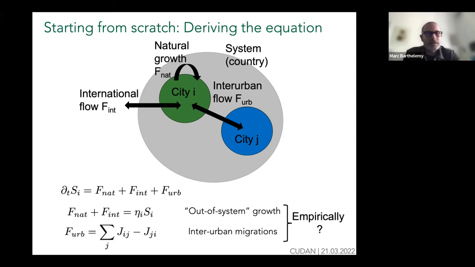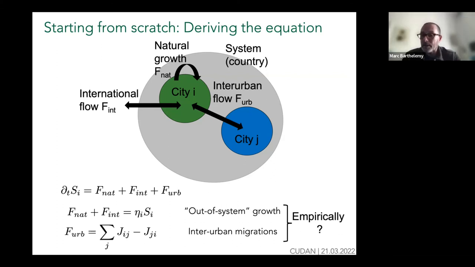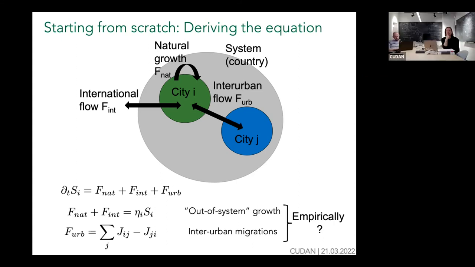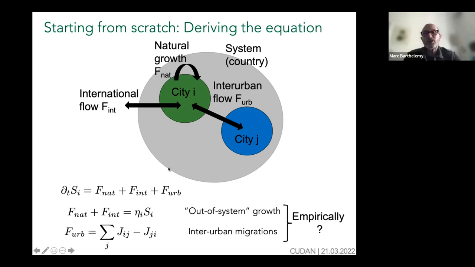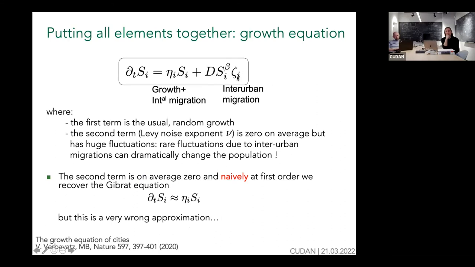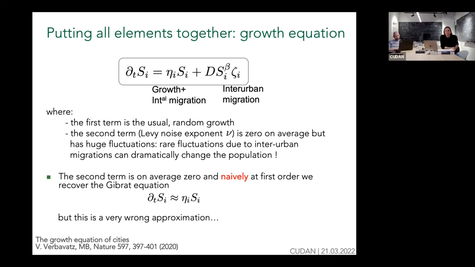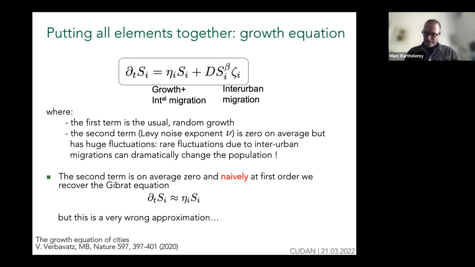You tell me if I understood correctly, but first, I would like to mention that the interurban migration term is zero on average. So on average, you basically have as many people going out as coming in. Yes, on average. And in fact, this might be the reason. So this term on average is zero. Since on average it's zero, it means there's some balance on average, not a detailed balance, I agree, but on average there's some balance in and out.